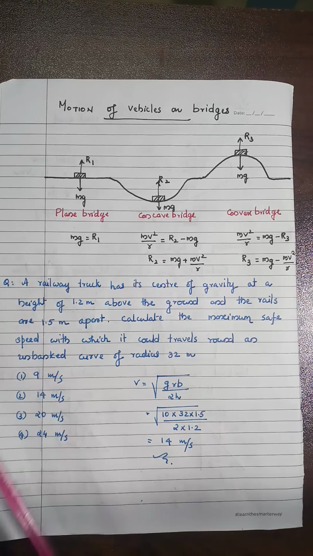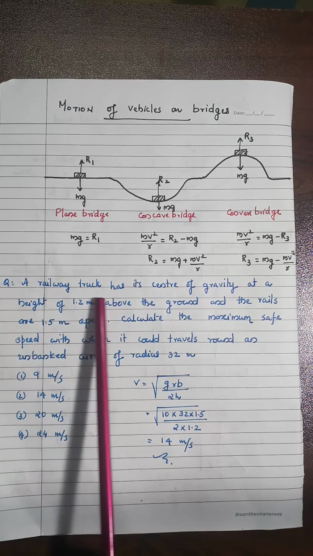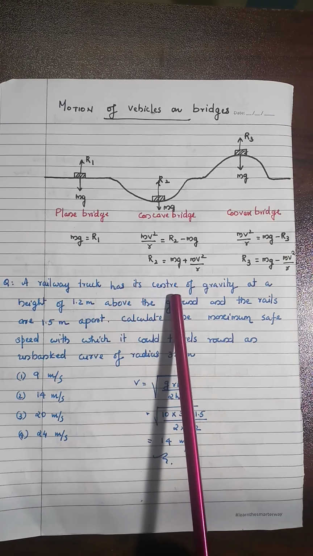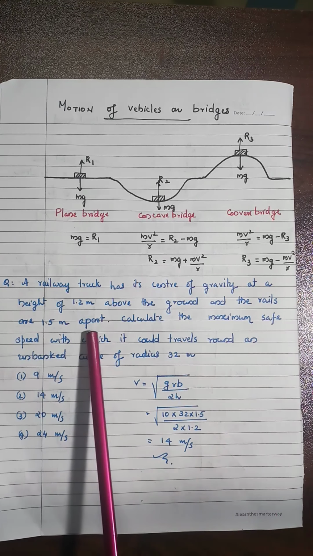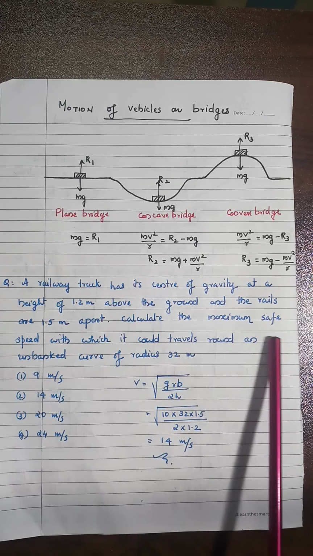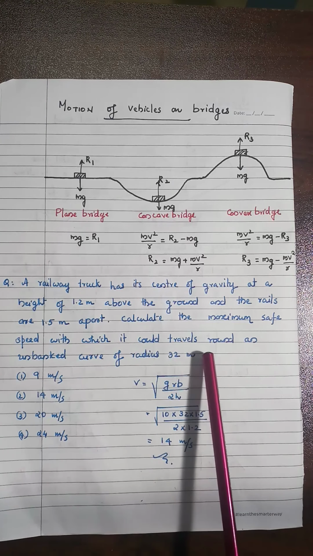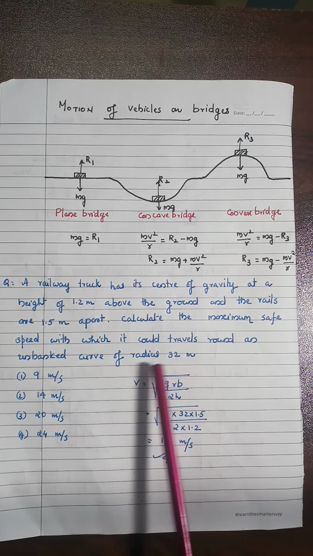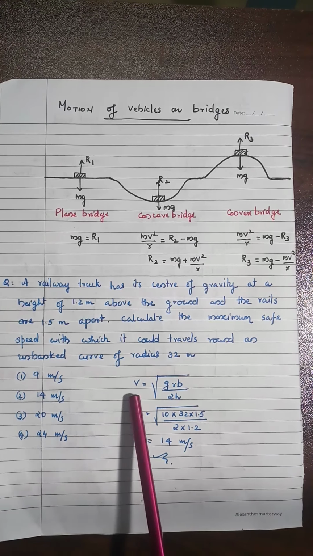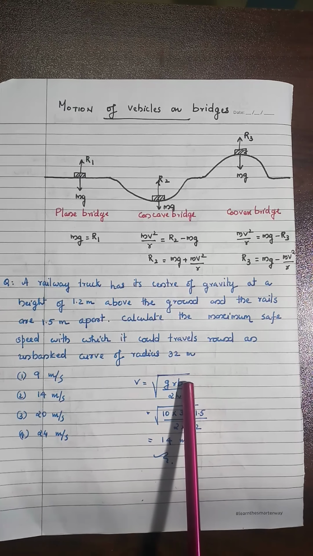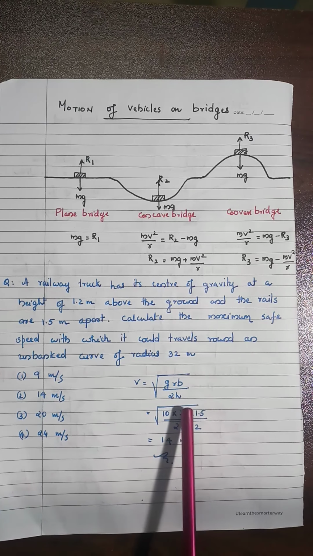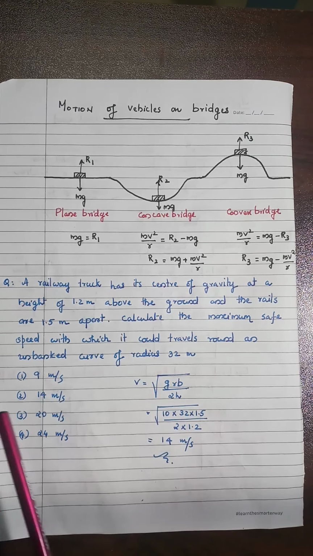A very good question, an outstanding question. A railway truck has its center of gravity at a height of 1.2 meter above the ground, and the rails are 1.5 meter apart. Calculate the maximum safe speed with which it would travel around an unbanked curve of radius 32 meter. A very special equation for you: the velocity is given as root of g r b by 2h, and keep in mind b is the width between the rails, and h is the location of the center of gravity with respect to the ground. So that is a very important concept.